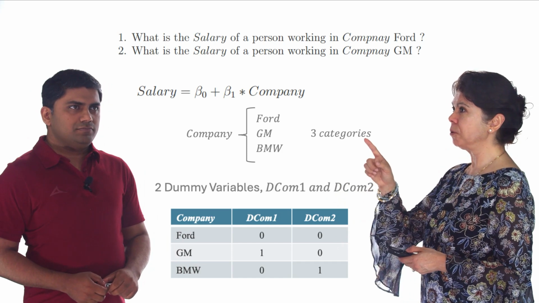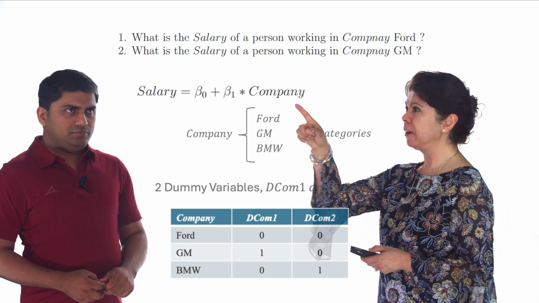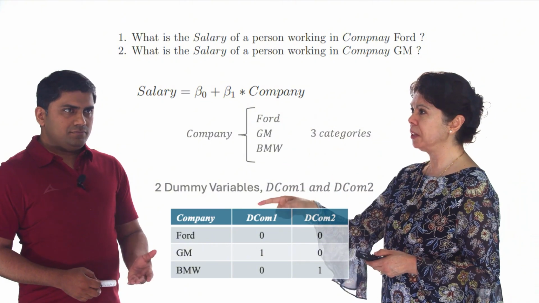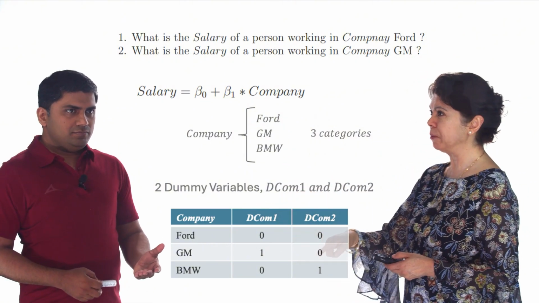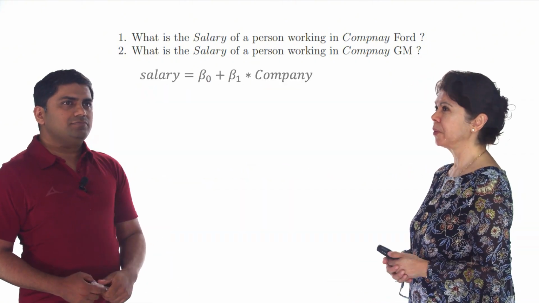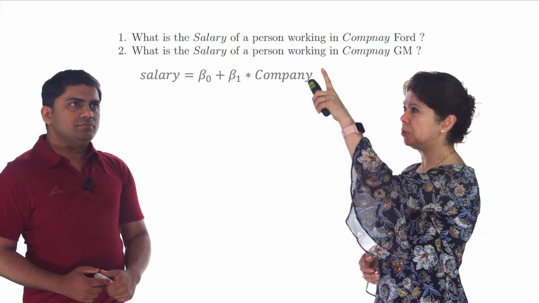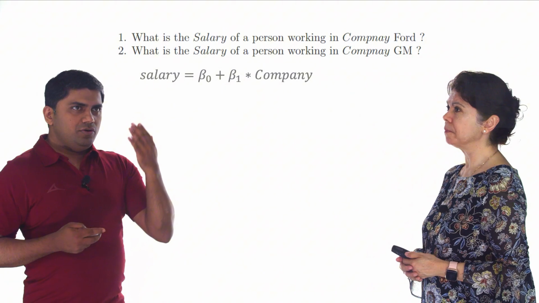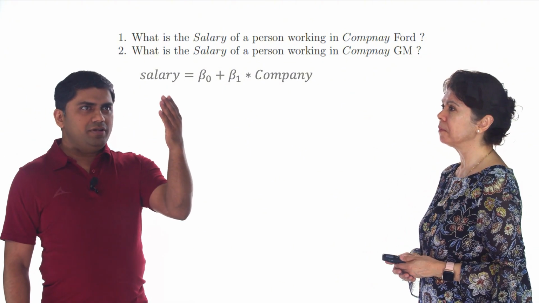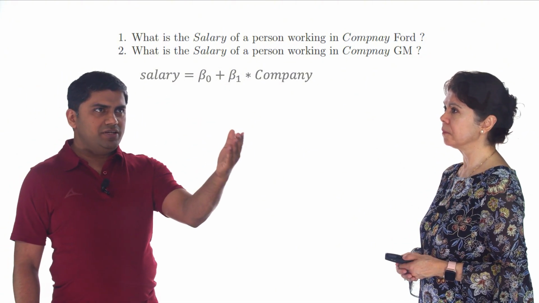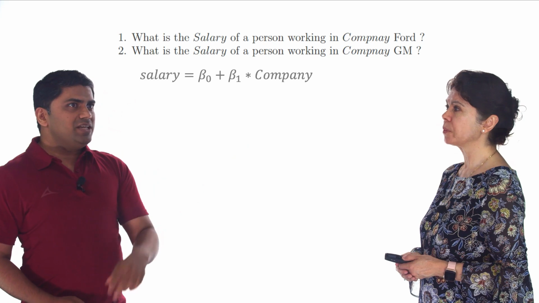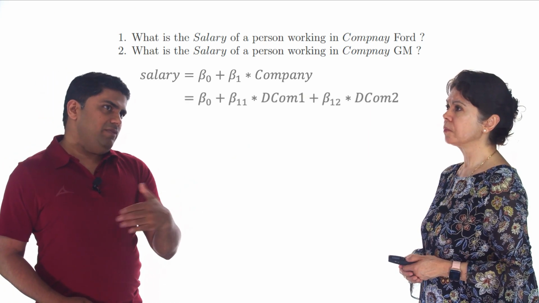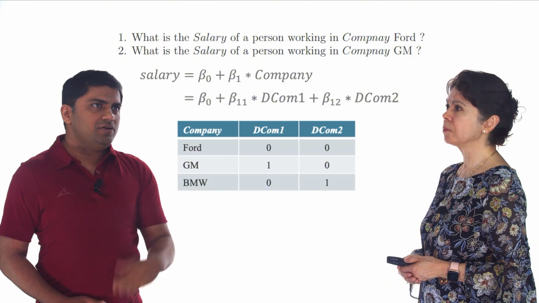Okay, so even when we only see one variable here, which is company, we know that we have 2 degrees of freedom because we need information for these 2 variables, right? Exactly. Okay. So how do we answer the question about a person working for the company Ford? Okay, so we already have this equation fitted is salary is equal to beta 0 plus beta 1 times company. Now we will replace this equation by dummy variables. Okay. Now we will use the codes.